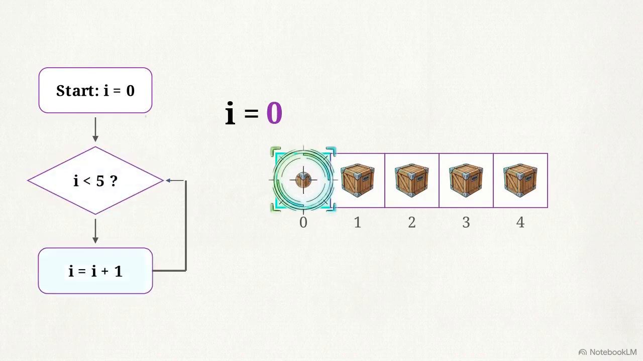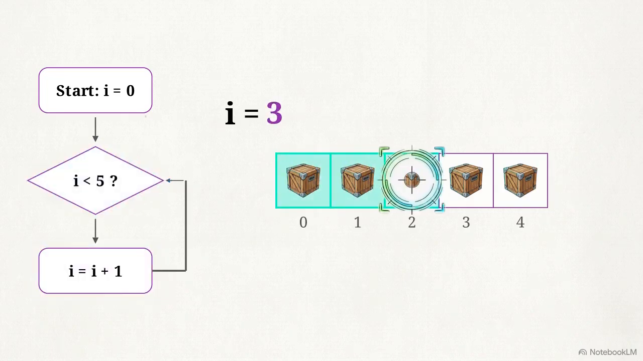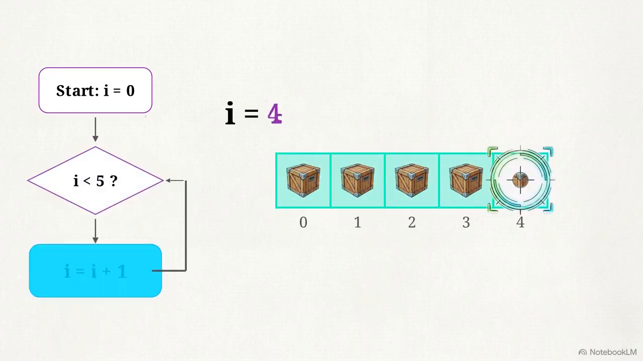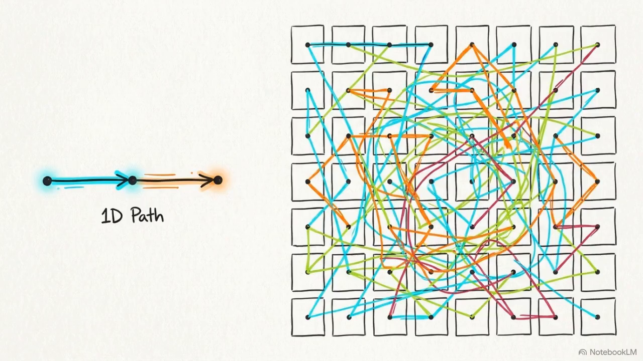On each pass, the loop runs its logic and then automatically increments I by 1, ensuring every single index is sequentially visited without manual coding. Traversing a 1D list is straightforward, but moving through a two-dimensional matrix introduces a routing problem.